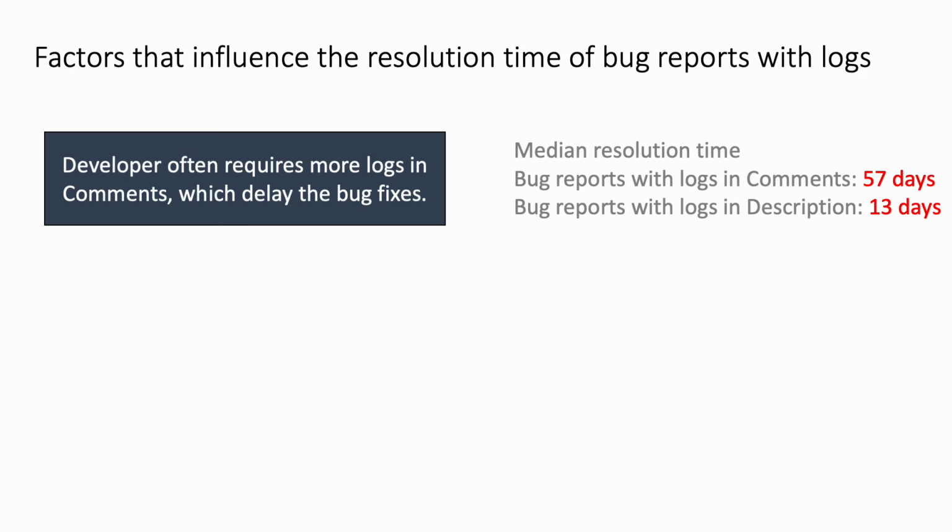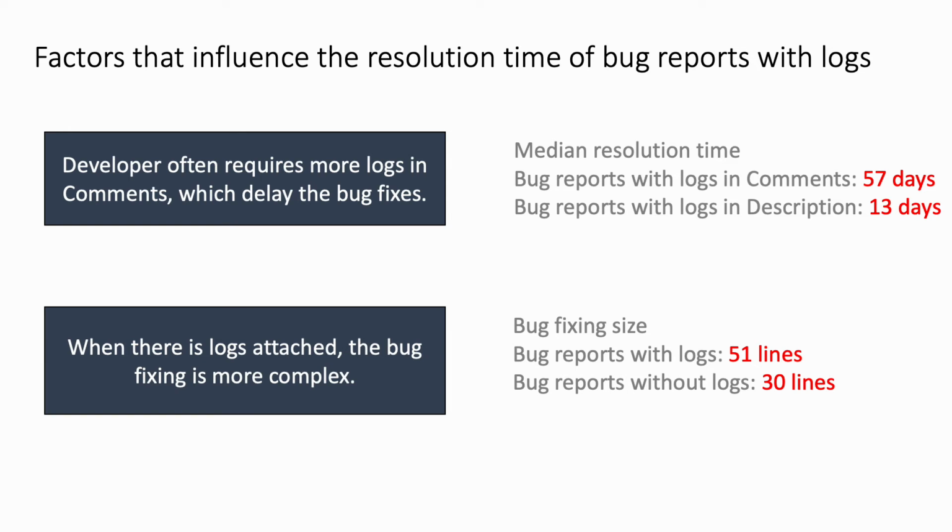There are 2 factors that might increase the resolution time for bug reports with logs. Developers often require more log in the comment section, which delays the bug fixes. The median resolution time of bug reports that contain log in the comment section is 57 days, compared to those that contain log in the description section, which is only 13 days.